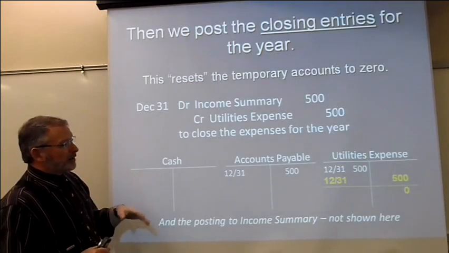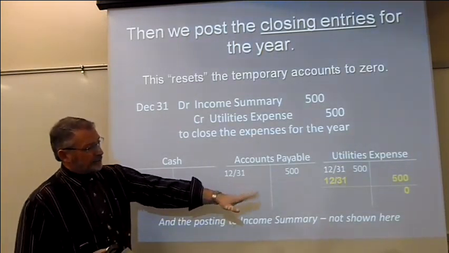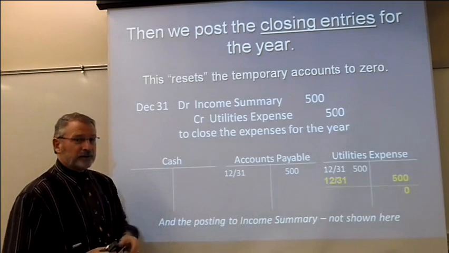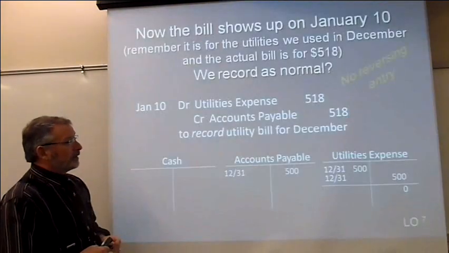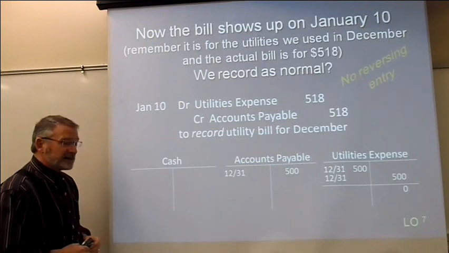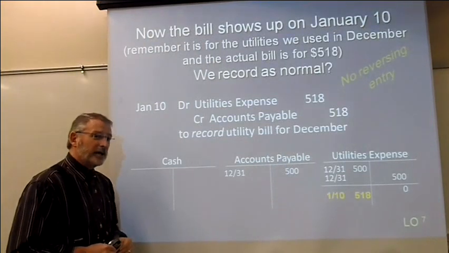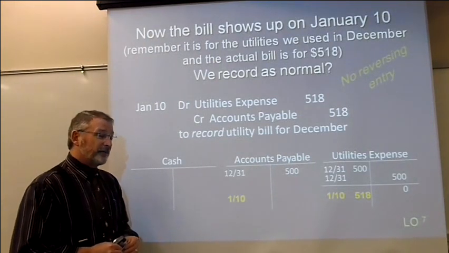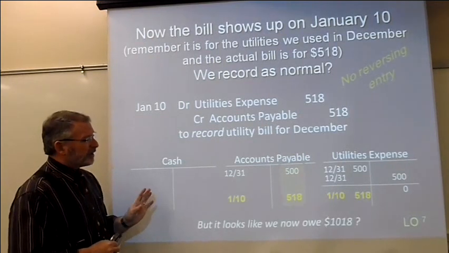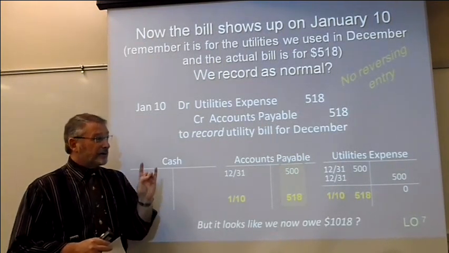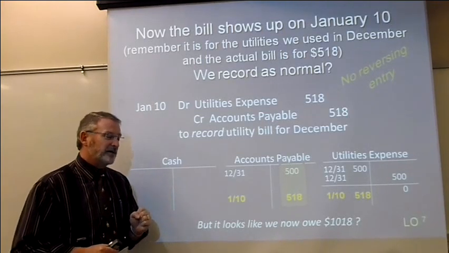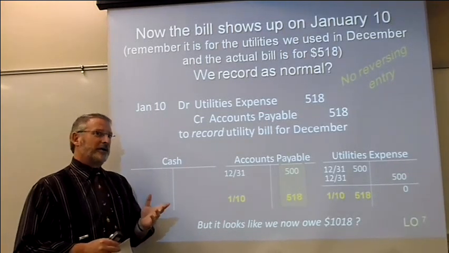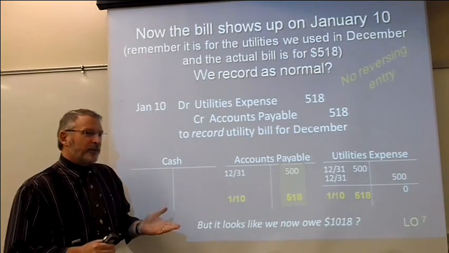So here we are now, it's the end of the year, utilities have been closed out to zero. We still have recorded that we owe somebody $500. Well, time passes, and in January, like clockwork, the bill shows up from the utility company. Just to keep it clear, when they sent us the bill, it actually turned out to be $518 instead of $500 because we rarely guess correctly. But we were pretty close.